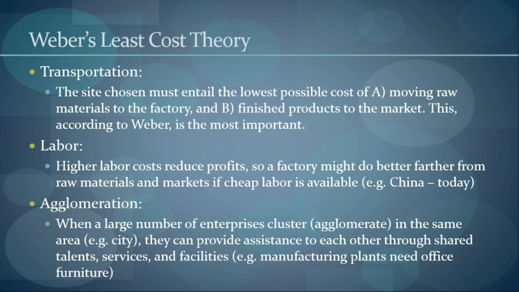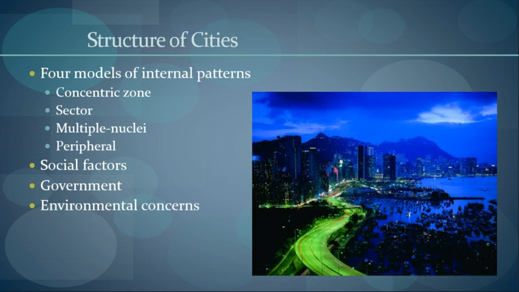And then agglomeration is when you have a large number of things clustering in the same area. They can actually provide assistance to each other, right? They can support each other. And so here's a really good example. If you have a manufacturing plant or if you have a software center, you're also going to need office furniture. And so an office furniture place might want to be close to some other services. So you'll get clusters of industry together, okay, hopefully. And we'll come back to this. We're going to work with this. You're going to do a little industrial planning yourself.